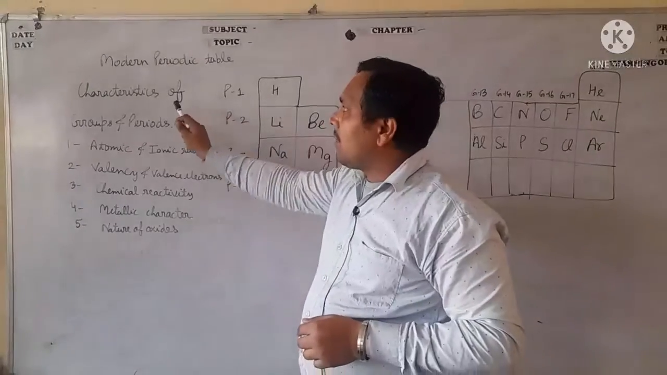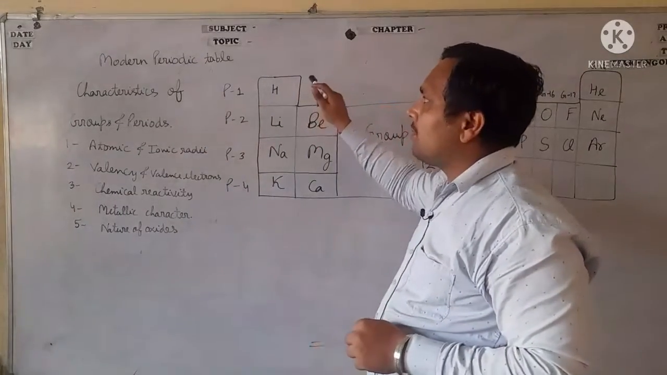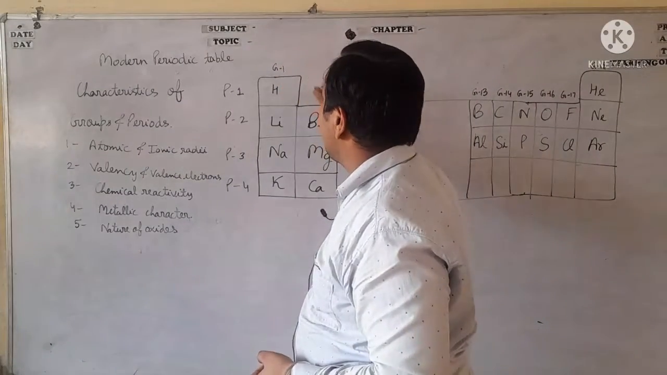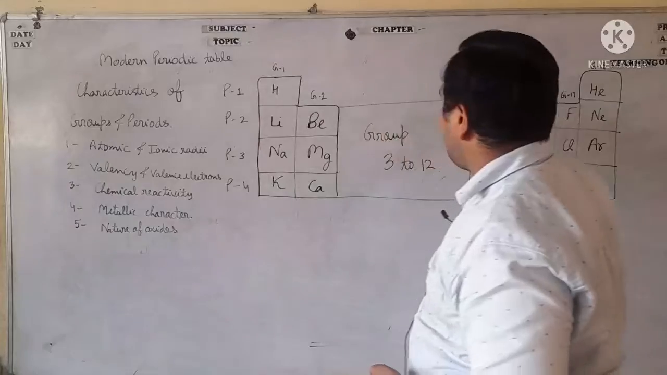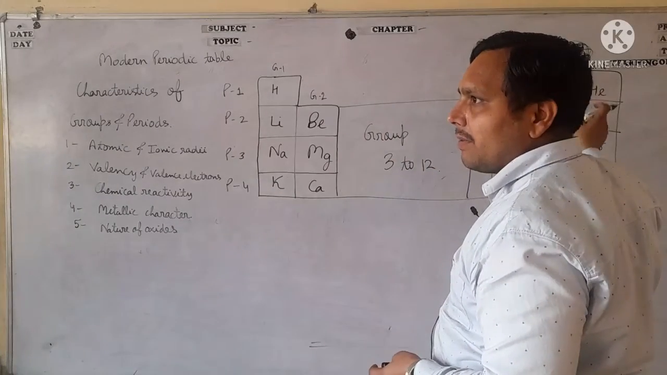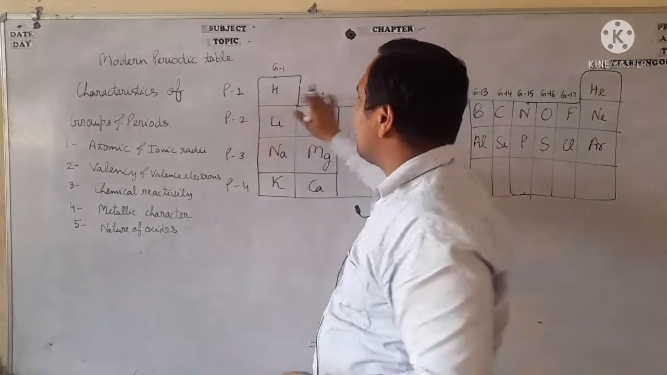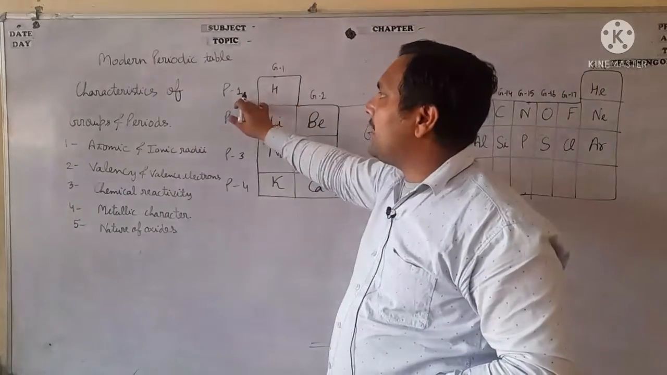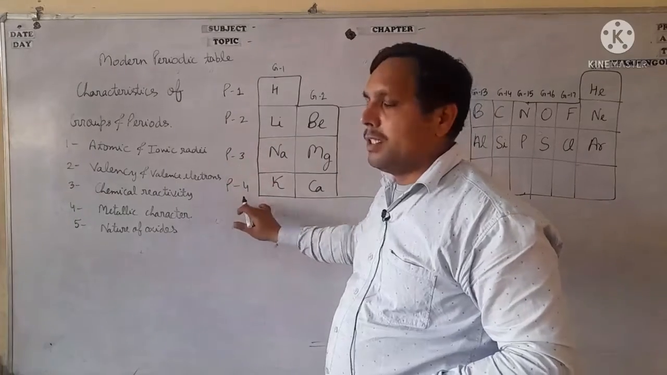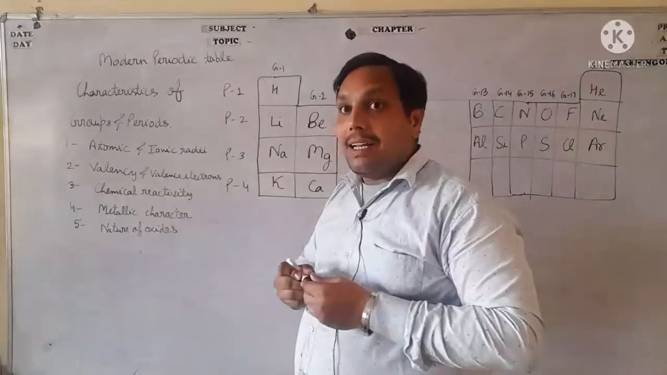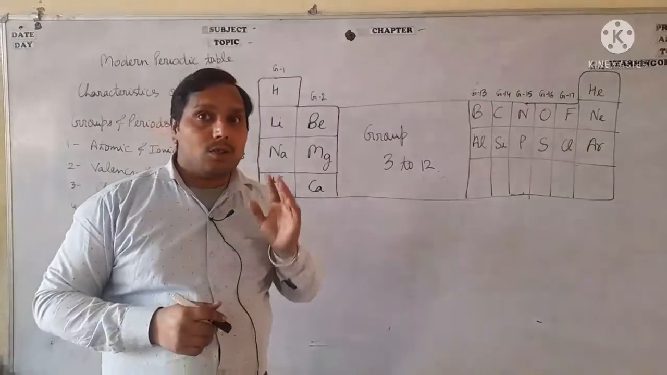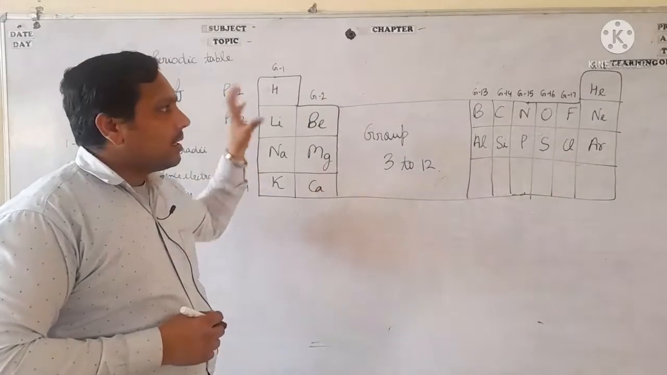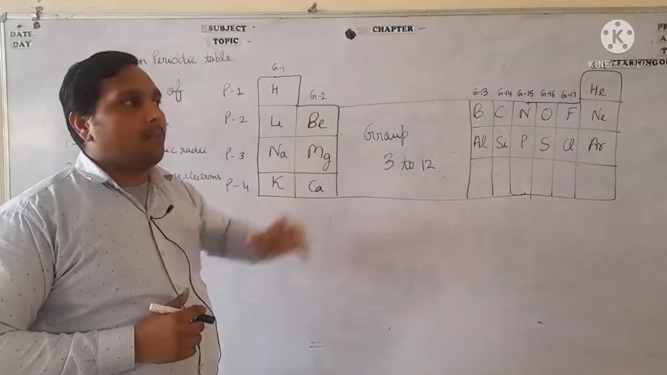Dear students, we are discussing the groups. Groups means these are the vertical columns: group 1, group 2, group 13, 14, 15, 16, 17 and 18. And these horizontal rows are periods, meaning period 1, period 2, period 3, period 4. So we know very well that in the modern periodic table there are 18 groups and 7 periods, and in these periods and groups different elements represent different properties.